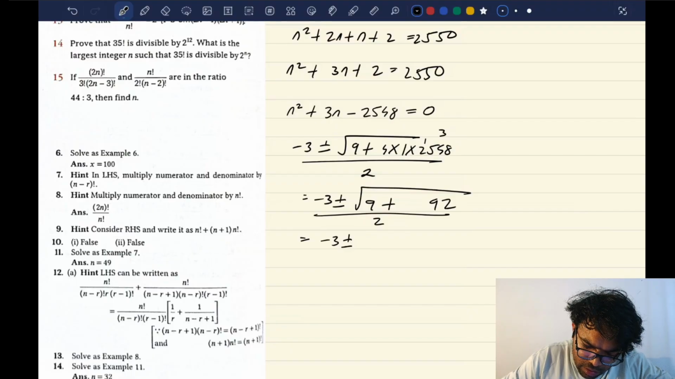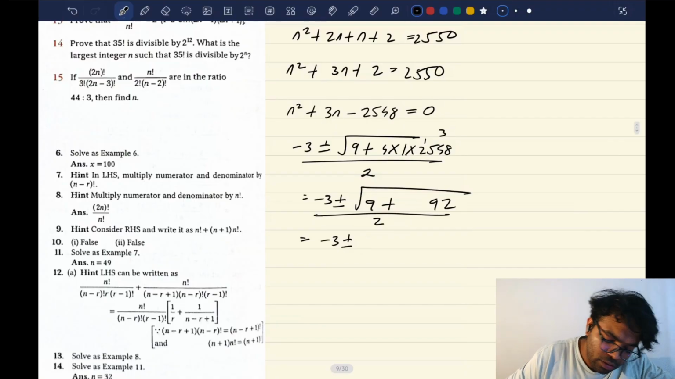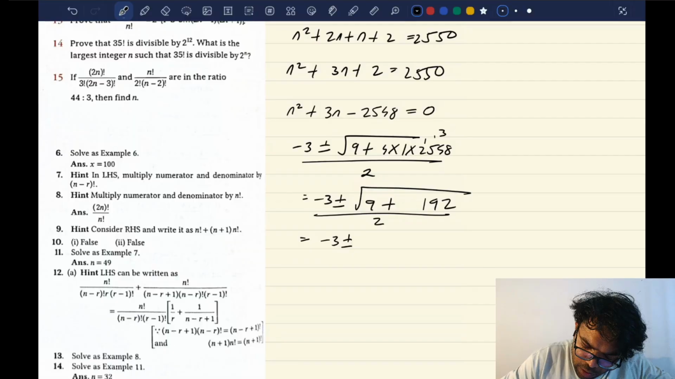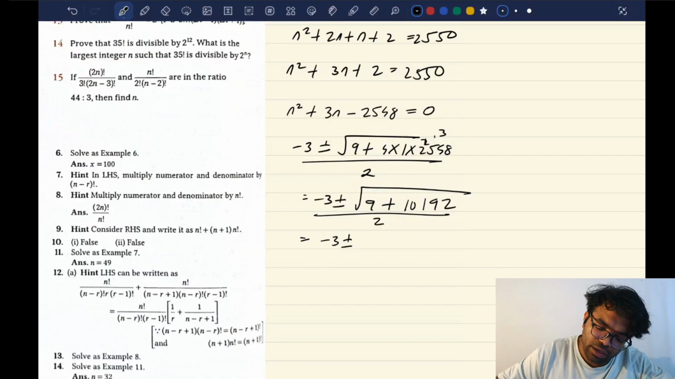I just... Oh, you did that. But this would have been easier, no? 4 fours are 16, 17, 8, 1, 9, 1. 1, 4 fives are 20. The 1, 2, 4 twos are 8. 1, 0, 1, 9, 2.